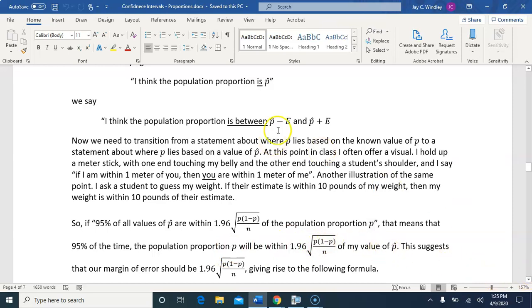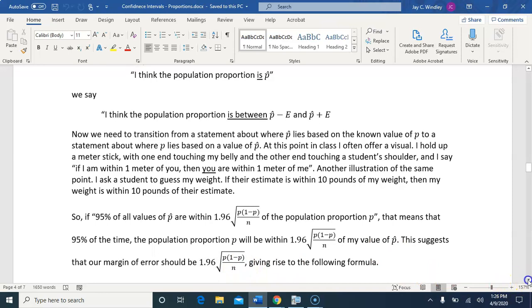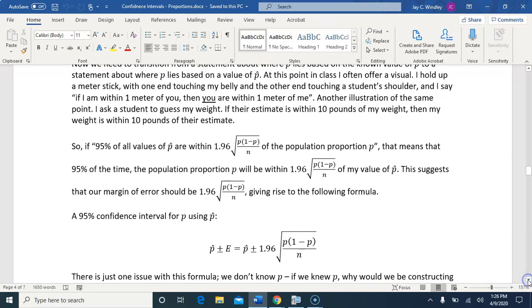This suggests that up here, our margin of error should be this quantity, 1.96 times radical p times 1 minus p over n. So that would lead us to the following formula: a 95% confidence interval for the population proportion p using the sample proportion p hat would be p hat plus or minus some margin of error, and we're going to use this expression here for the margin of error. So p hat plus or minus 1.96 times that radical.